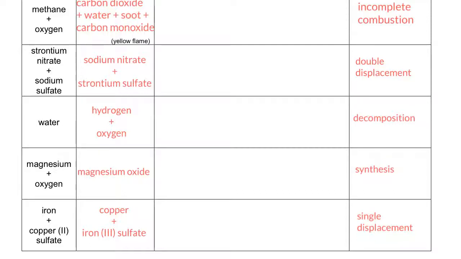So there you are. Strontium nitrate and sodium sulfate. The strontium and the sodium switch spots, so that's a double displacement reaction. The water split into hydrogen and oxygen. That's decomposition. Magnesium and oxygen reacted together to produce one new compound, so that's a synthesis. Iron switched with copper to make a new compound. That's a single displacement reaction.